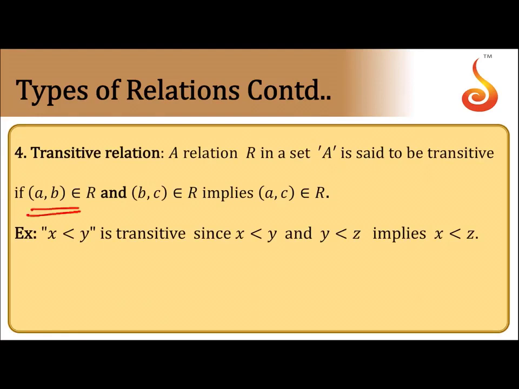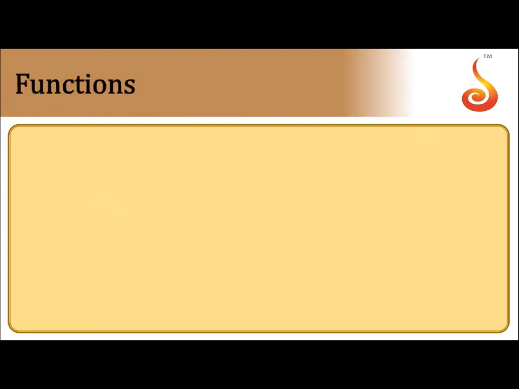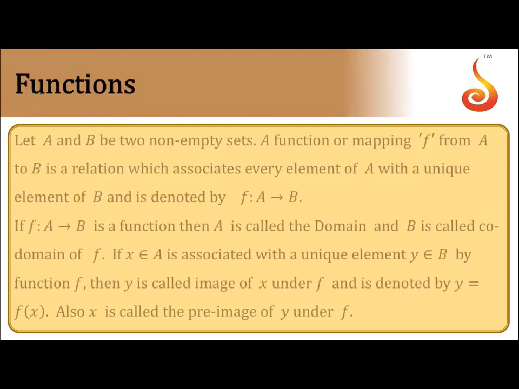Coming to the transitive relation. Suppose (a, b) belongs to R and (b, c) belongs to R, then (a, c) has to belong to R. Then it is said to be called a transitive relation. Coming to the next one, an equivalence relation: a relation which is reflexive, symmetric as well as transitive is called an equivalence relation.